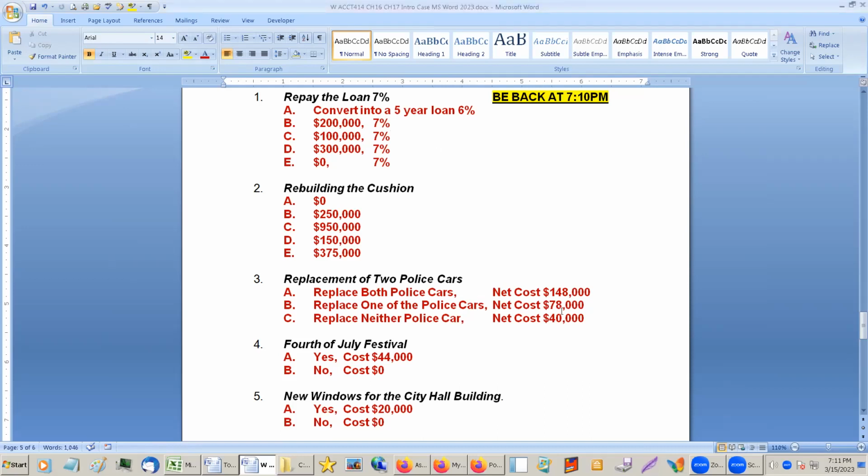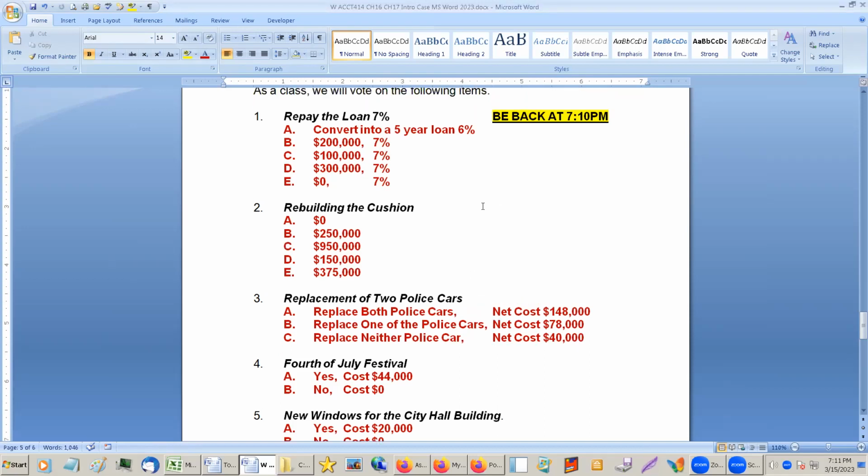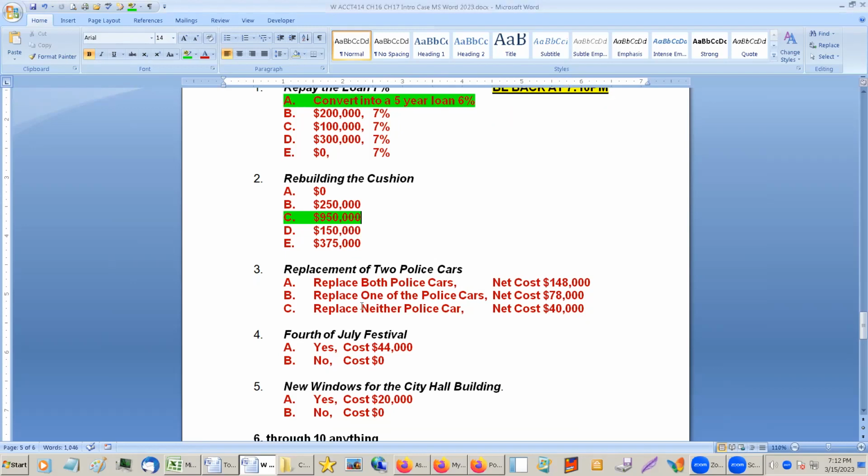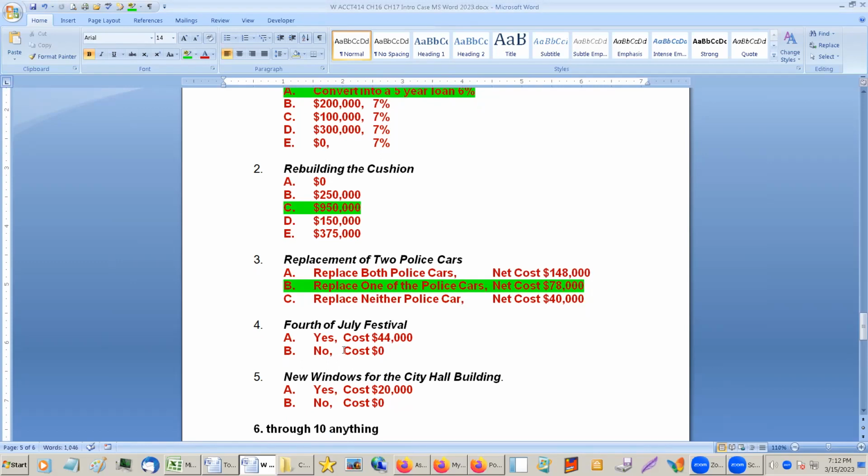All right. Well, here are the results. There are no right or wrong answers. They're just what we're going to go with. All right, so this first one is convert it into a five-year loan. Okay. Two was... okay, so here's two. Look at that. That was pretty spread out. Let's see, three, replace one of the police cars. Fourth of July Festival.